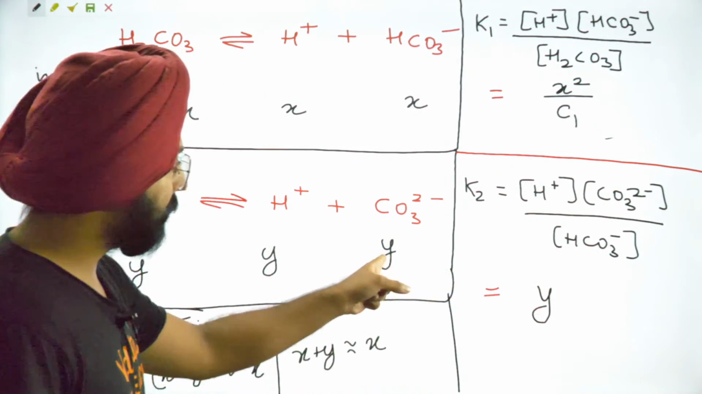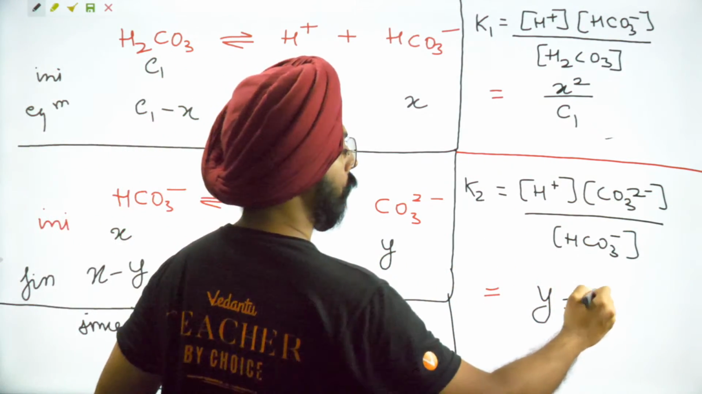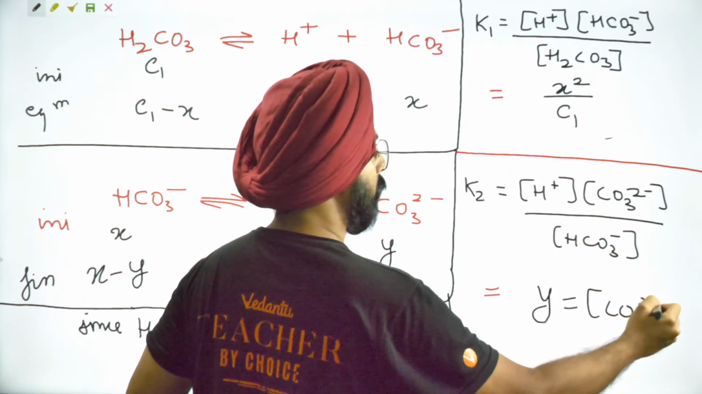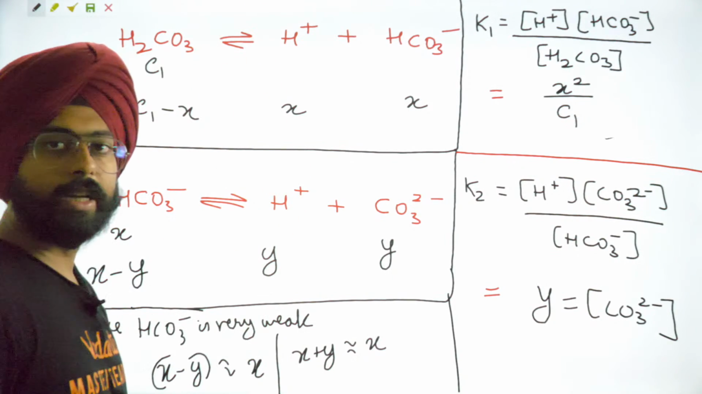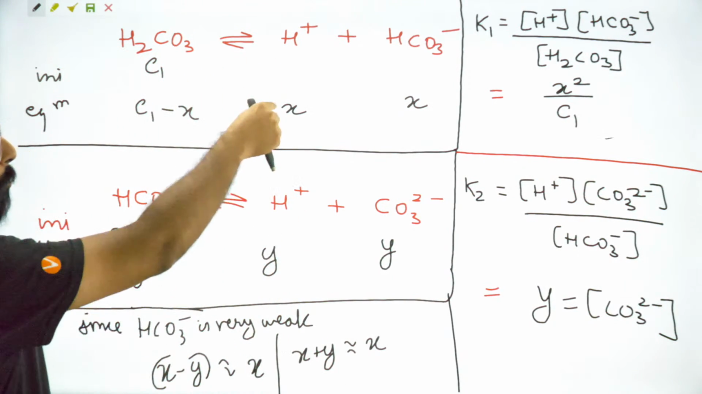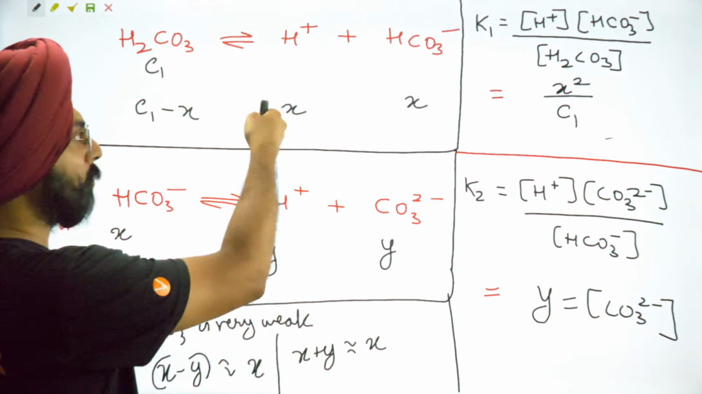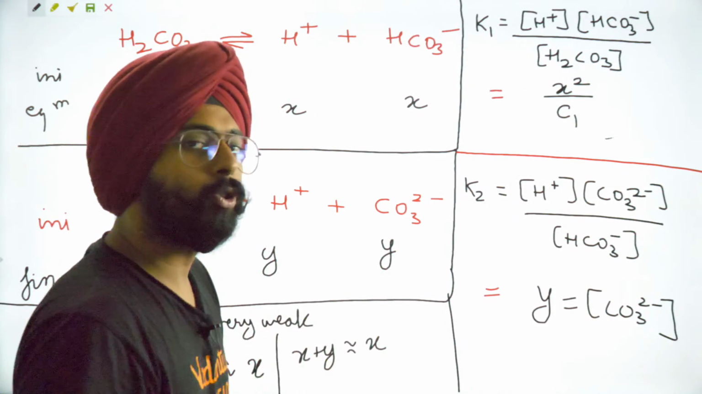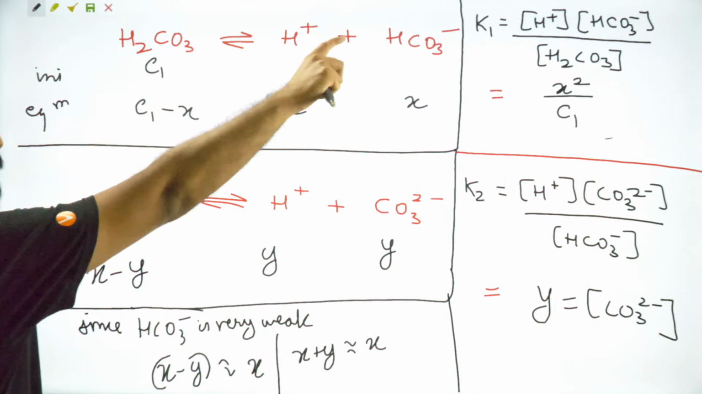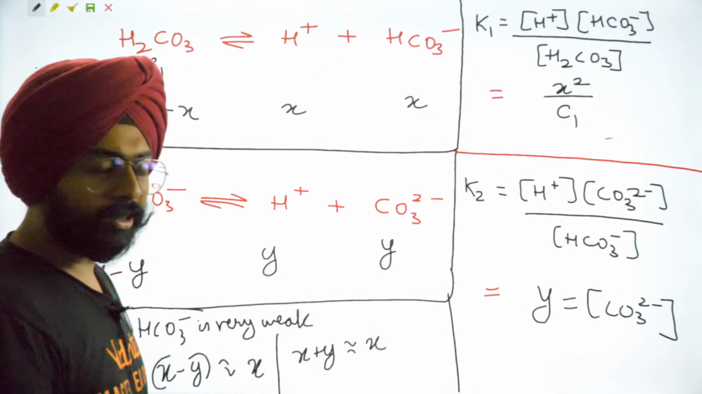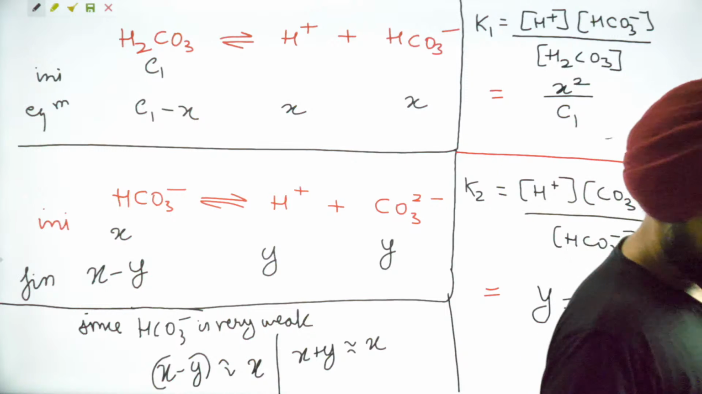My dear friends, y is equal to the concentration of CO3 2 negative. And X is equal to the concentration of H positive, because Y compared to X is very small. So X plus Y is as good as X. So the contribution of H positive in this entire mixture is only because of the first reaction. Second reaction, you can neglect the concentration of H positive because of that.